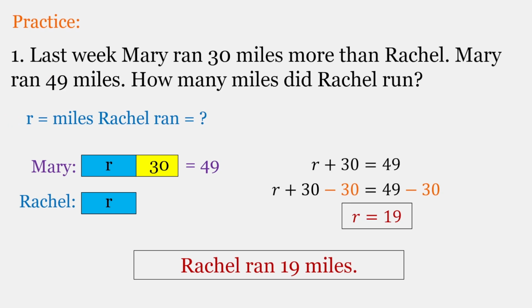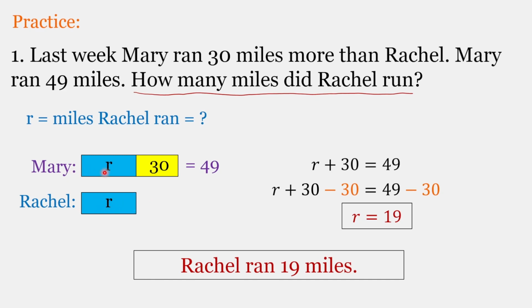So last week, Mary ran 30 miles more than Rachel. Mary ran 49 miles. How many miles did Rachel run? So let's go ahead and set our unknown value to the question being asked, which is how many miles did Rachel run? And I went ahead and used the variable r for Rachel. So r is equal to the miles Rachel ran, and that's our unknown value. And in a sense, it looks like this little block right here. So we have r for the number of miles that Rachel ran.